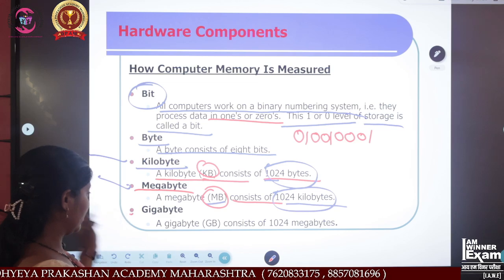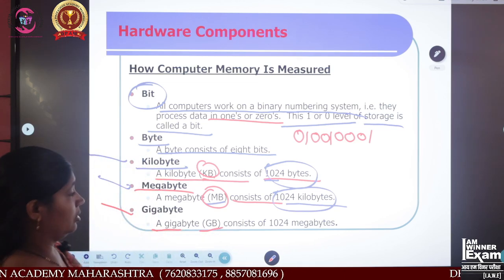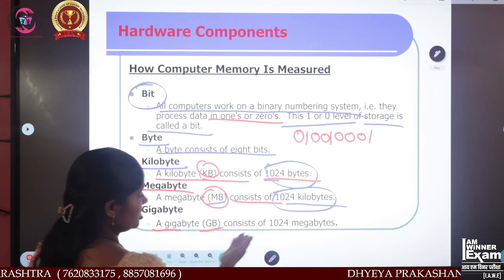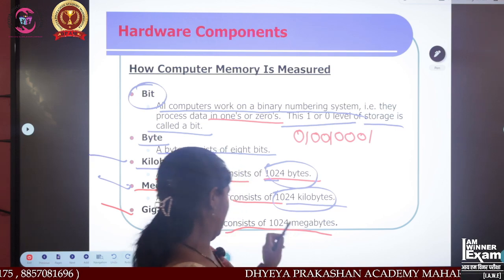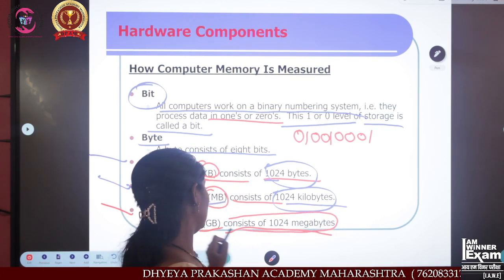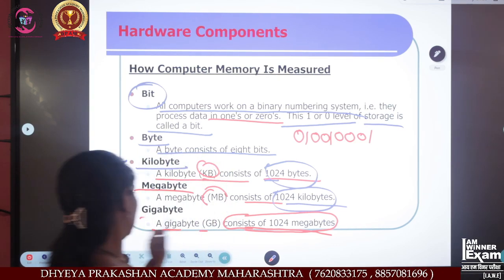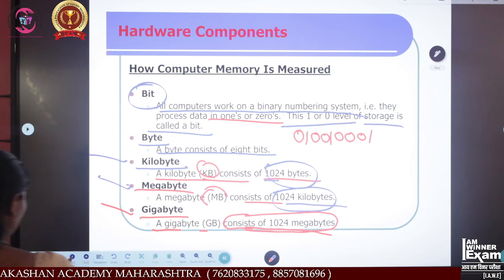Next is gigabyte. A gigabyte, GB, consists of 1024 megabytes. It is called a gigabyte. Okay? Do you understand, everybody?